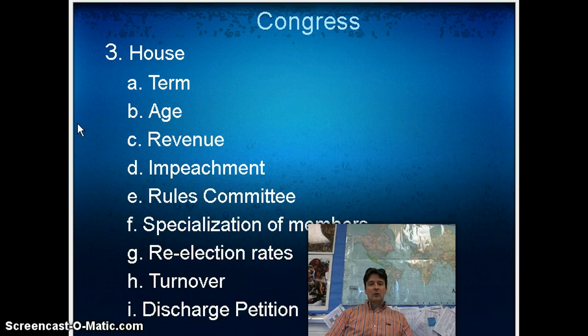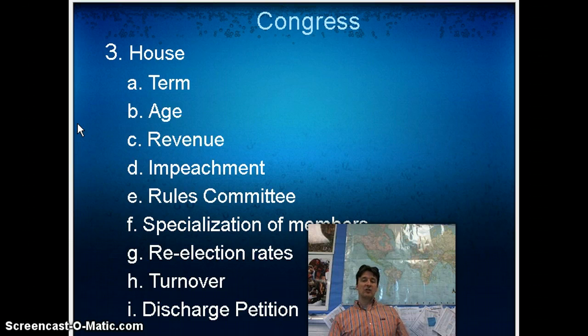Anywho, Rules Committee is basically in the House. They have a committee that decides how long people are allowed to talk on the House floor. They decide whether they're allowed to add amendments on the House floor, and they schedule legislation to be discussed and voted on. And if they choose they don't want something to be voted on, they don't schedule it.